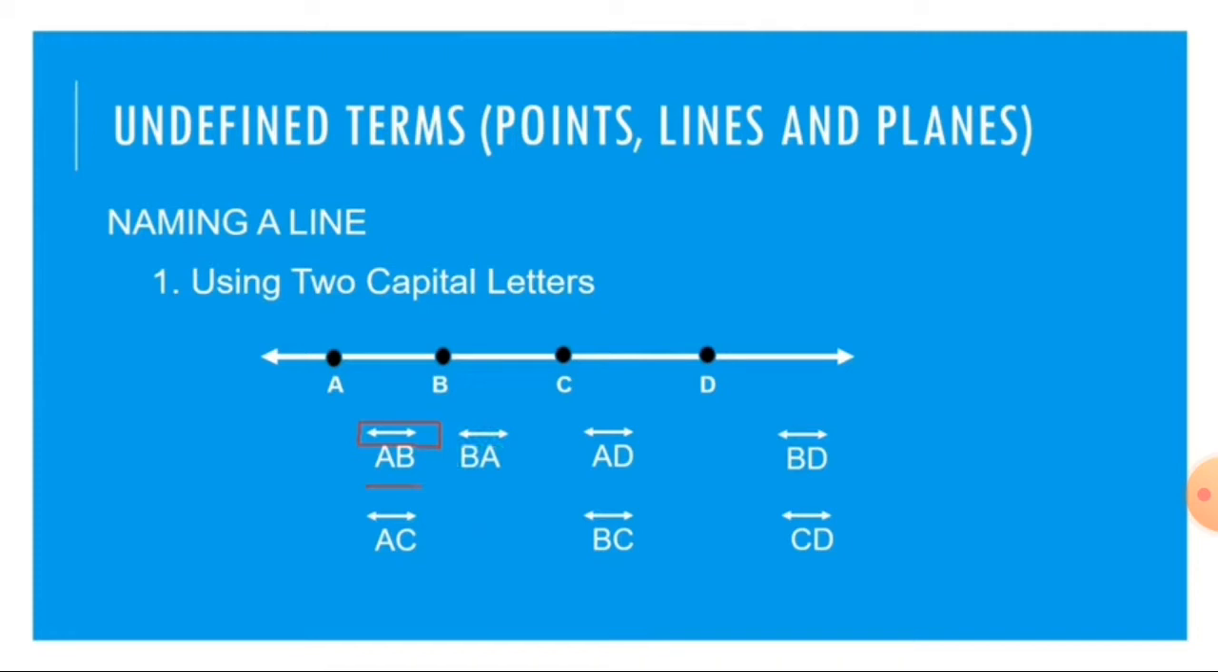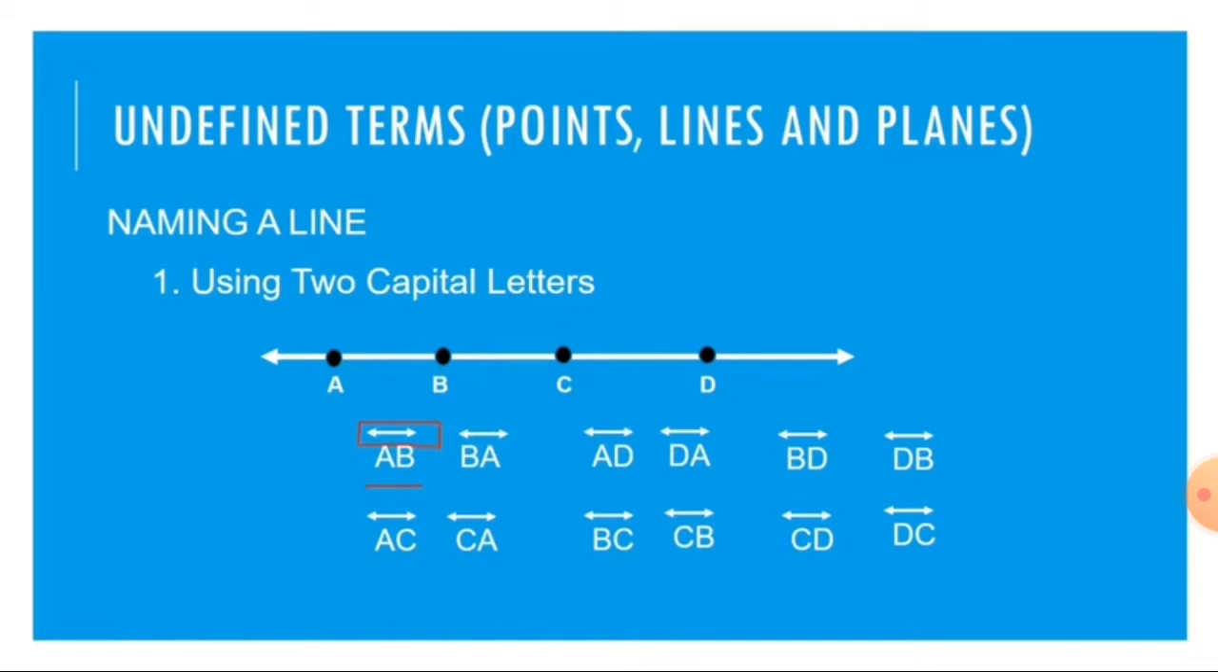Parehas lang yan. Walang kinalaman kung alin ang maunang letter pag nagpapangalan tayo ng line. Mahalaga, again, two capital letters. So, ibig sabihin, ang line AC pwede ring line CA. Ang line AD ay pwedeng line DA at ang line BC ay pwedeng line CB. Ang line BD ay pwedeng isulat ang line DB at ang line CD ay pwedeng isulat ng line DC. Okay? That's how we are going to name a line.